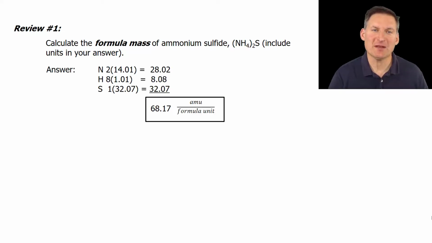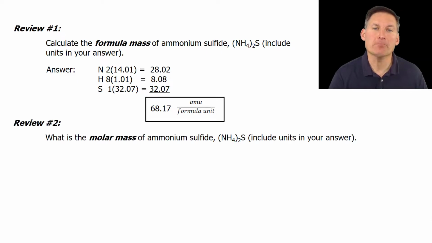We get 68.17 AMUs per formula unit. It's per formula unit because ammonium sulfide is ionic. This is one of those compounds that even though it's all nonmetals, it's still ionic. Whenever you see the ammonium ion, think of it as taking the role of the metal cation.